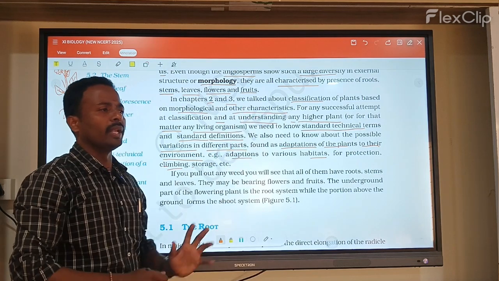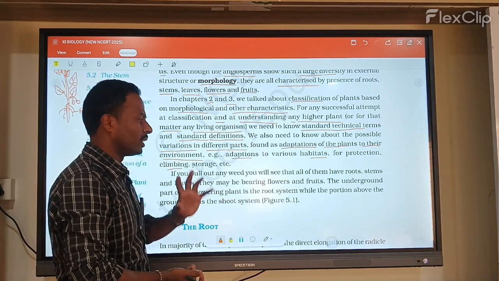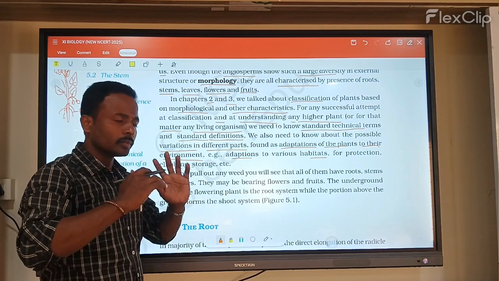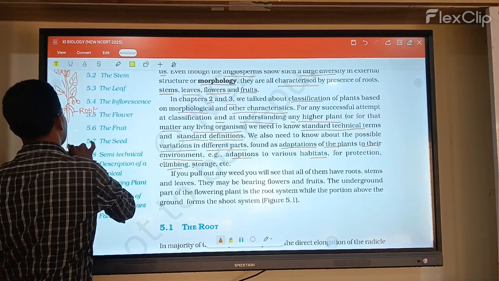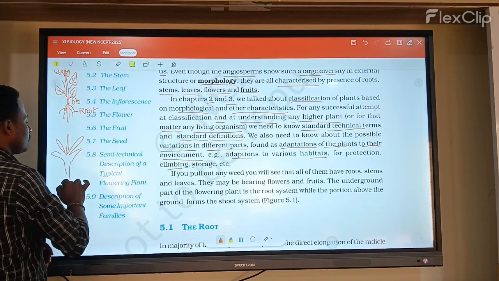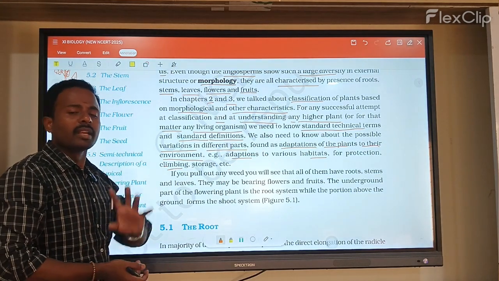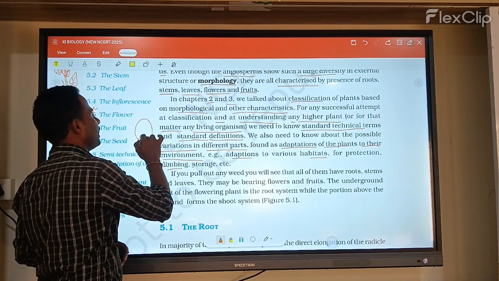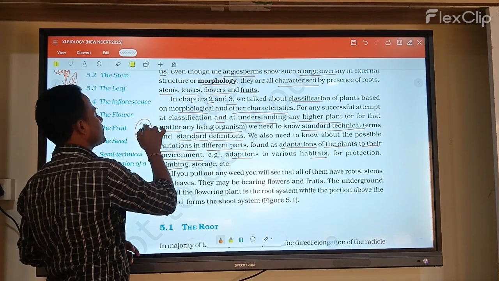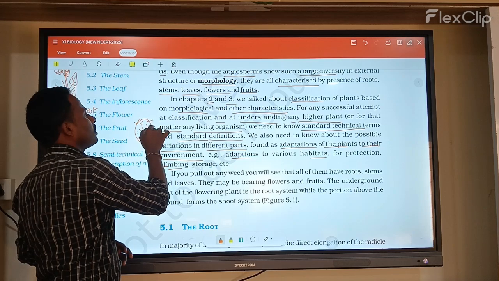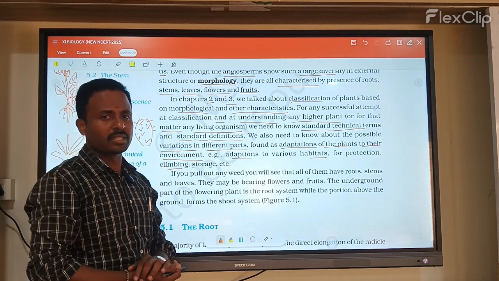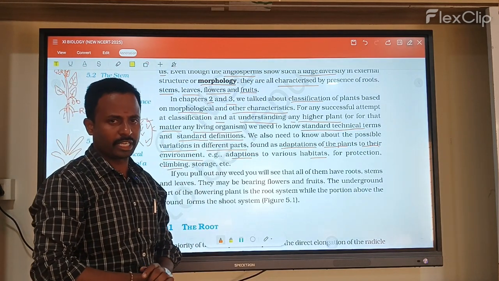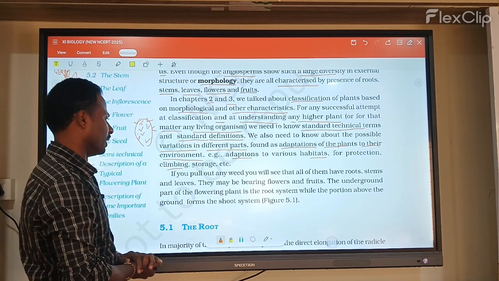For example, take hydrophytic plants, when water availability is there, what happens? The leaves are completely modified. And then xerophytic plants are there. The xerophytic plants are completely modified, like their fleshy leaves. Why? These are their adaptations depending upon the environmental conditions.